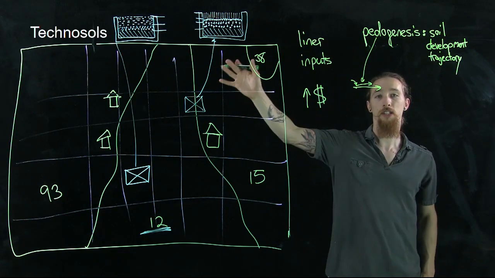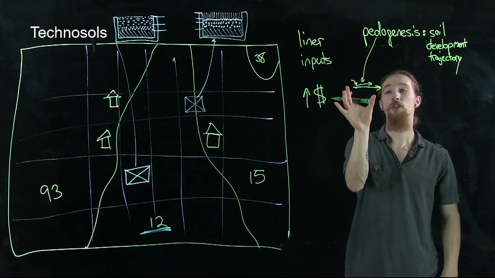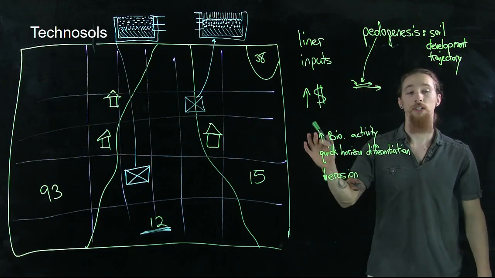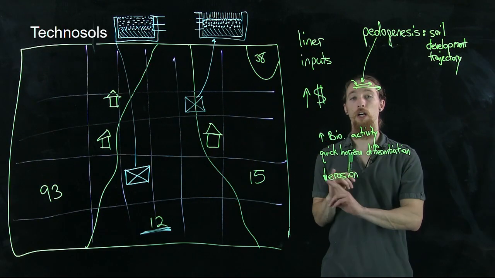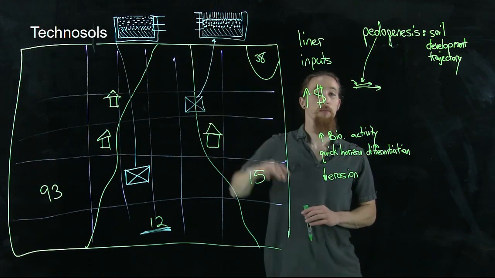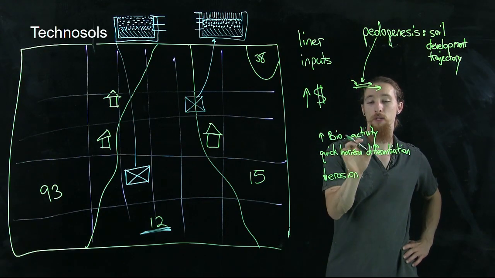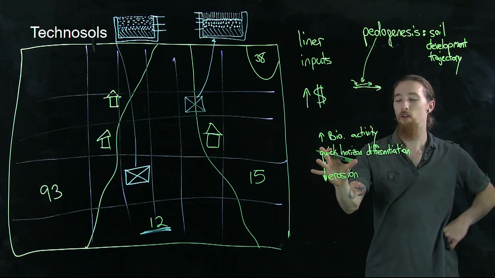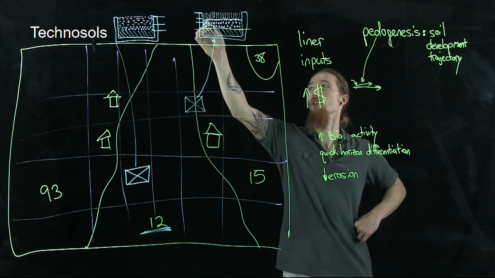With technosols, because of their high input costs, they tend to be well managed and they tend to develop rather quickly. What that looks like is a couple of different things. First, technosols tend to have higher biological activity. This is often because they are artificially enriched, since there is some intent to grow plants there, and so there's a lot of food for the soil microorganisms. There's also quick horizon differentiation. These layers of soil are the horizons.